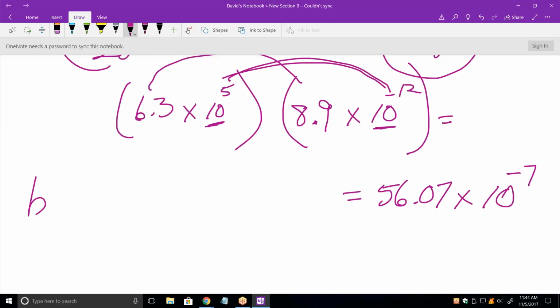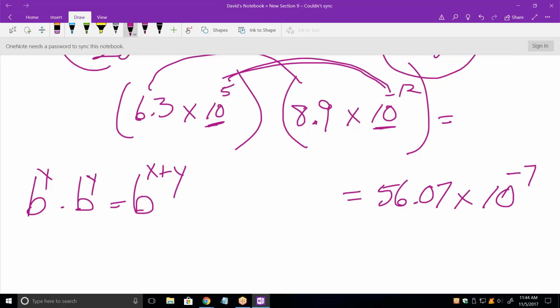Remember, b to the x times b to the y is b to the x plus y. It's not b squared or 2b. With these procedures, your base stays the same.